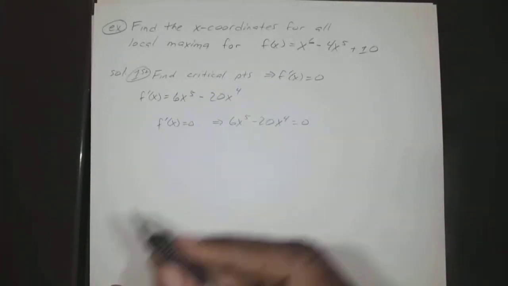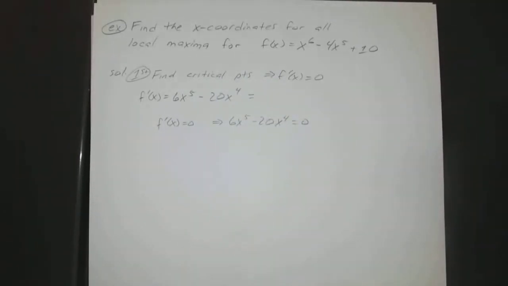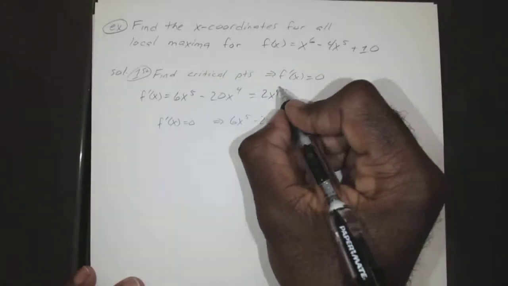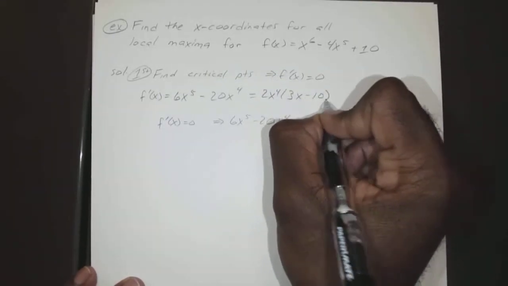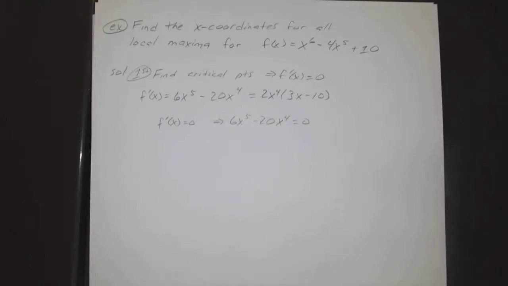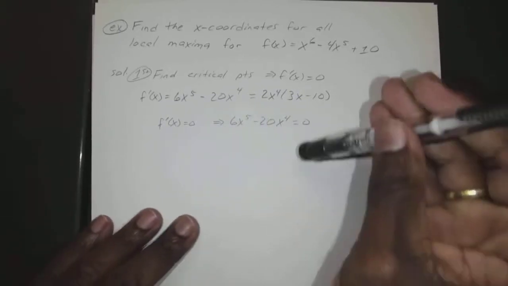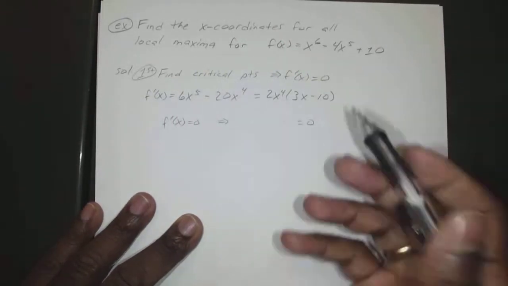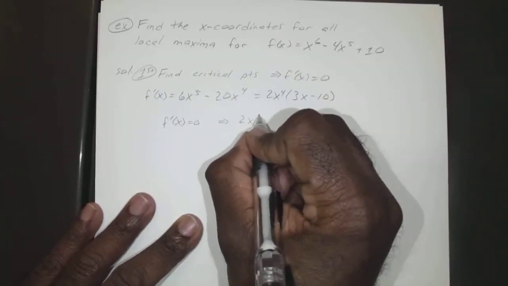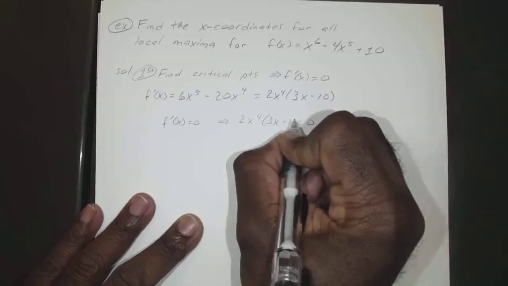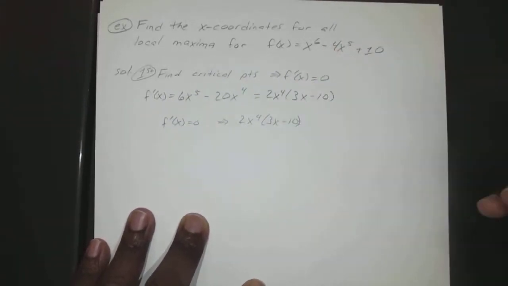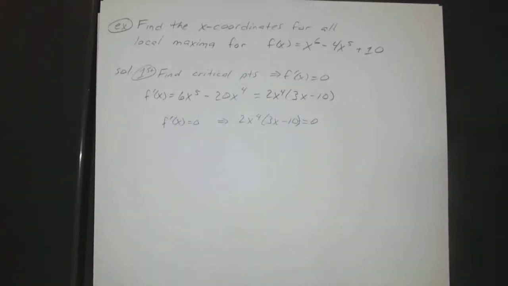equals 0. So actually, like I said, that's why it usually helps to factor it out, because if you factor it out, you have 2x to the 4th times 3x minus 10. So it's a little easier to find out where it equals 0 when it's already factored out. So instead of that, I'll just go ahead and write in the factored form: 2x to the 4th times 3x minus 10 equals 0. There we go.